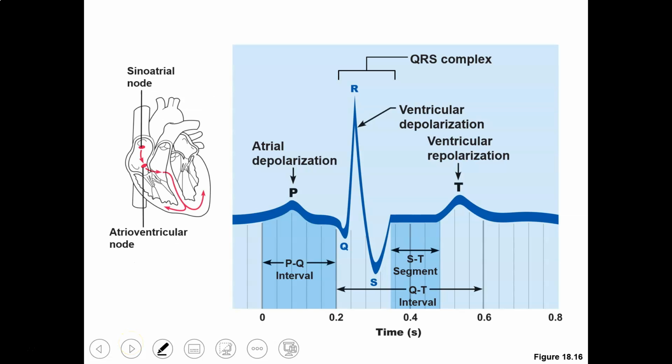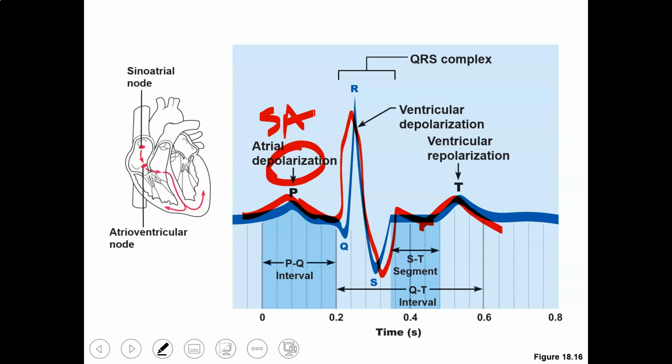We'll get P wave, QRS, T wave. That P wave represents atrial depolarization. Notice you get this little flat line right there. That's your delay, the AV node. Then you get ventricular depolarization, so that's the AV node all the way down those bundles and back up Purkinje fibers. And then you get ventricular repolarization.